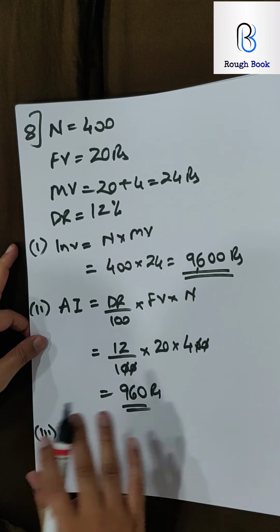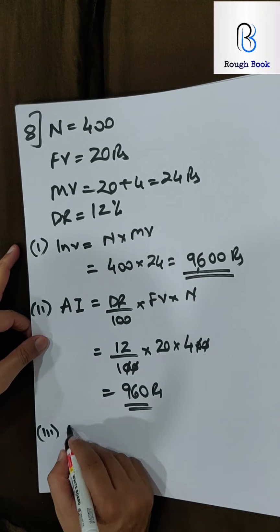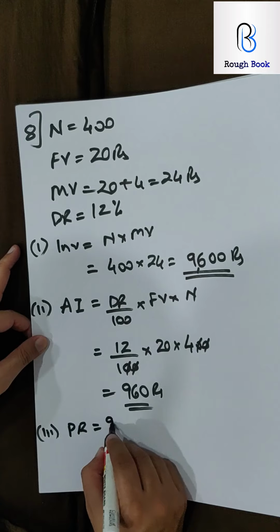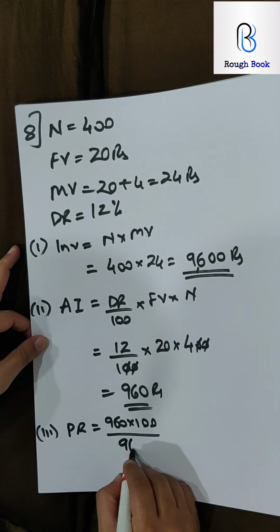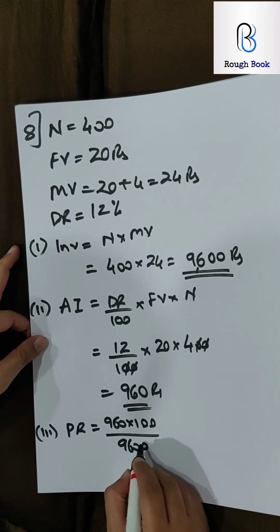We will use both to see whether the answer comes the same in both cases. So using the previous one, profit into 100 upon investment, which is 9,600. So 0 and this goes. So I get 10% as per this.